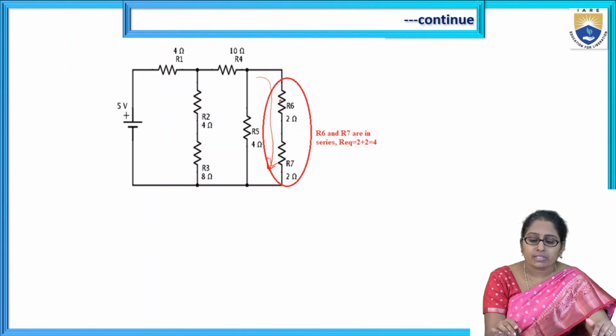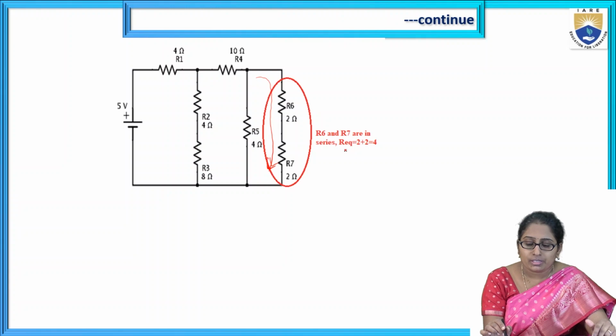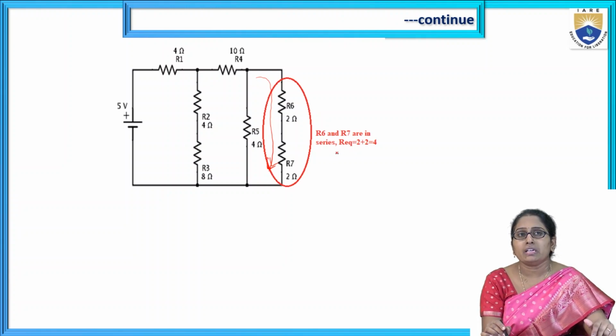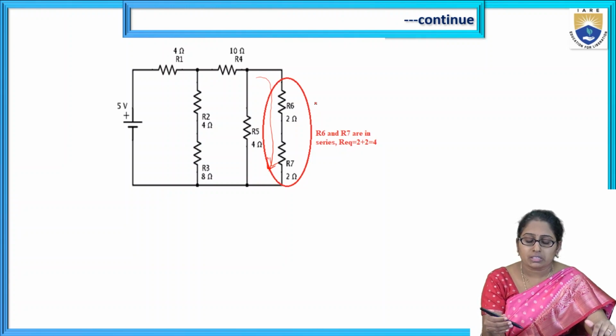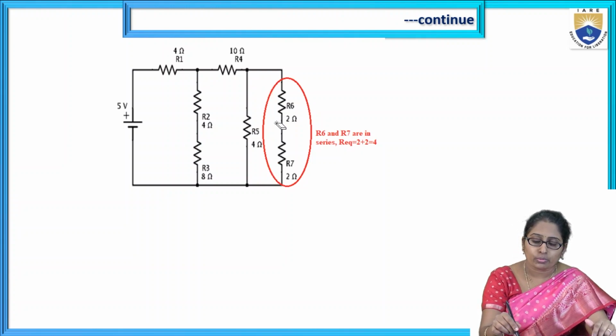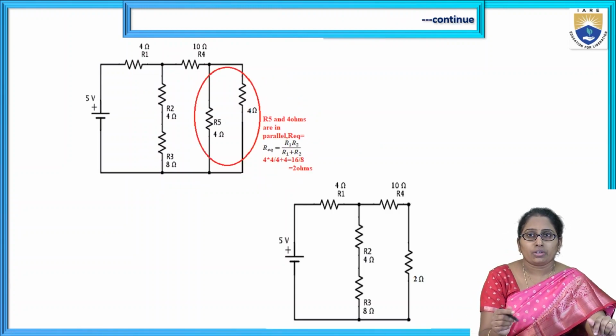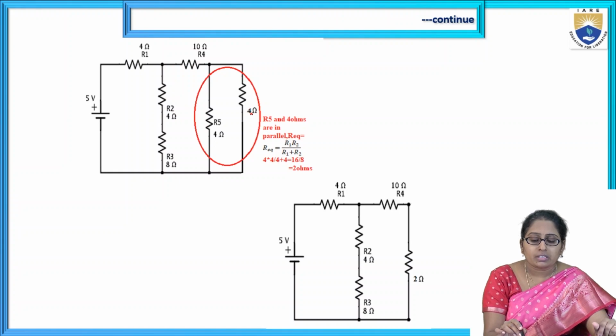So the first step, the equivalent of R6 and R7: they are in the same line, so they are in series. We know that when two resistors are in series, the equivalent is the sum of the two elements. So simply R6 plus R7, 2 plus 2. That's why the equivalent of these two elements is 4. So in the next circuit, those two are replaced with 4.